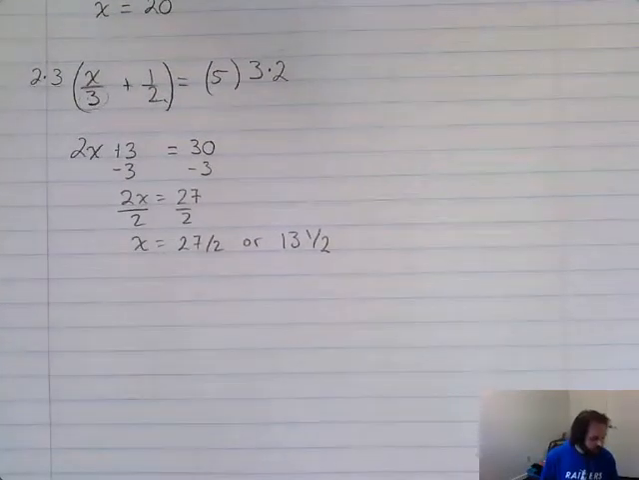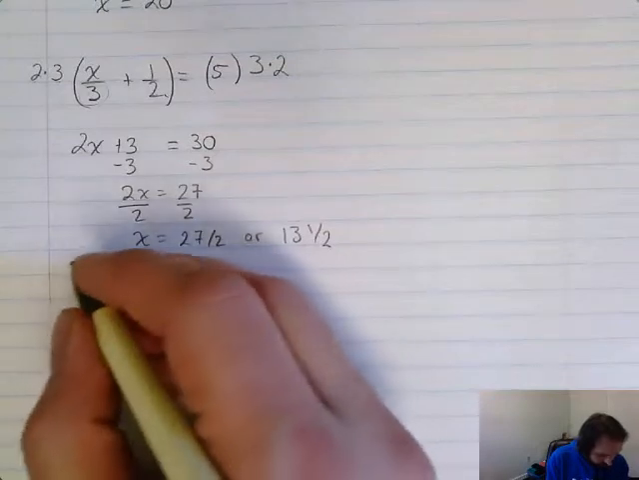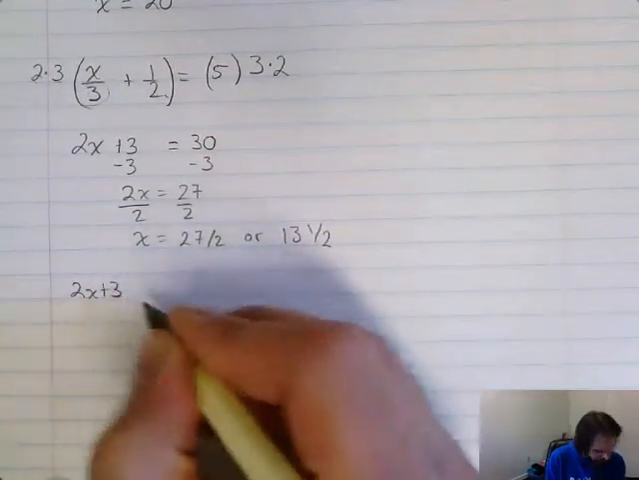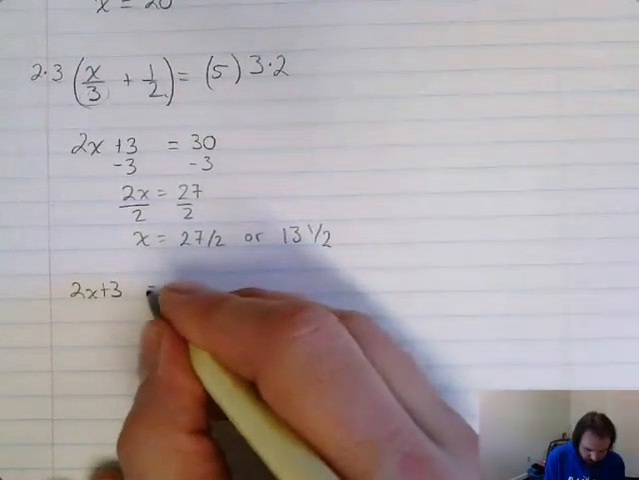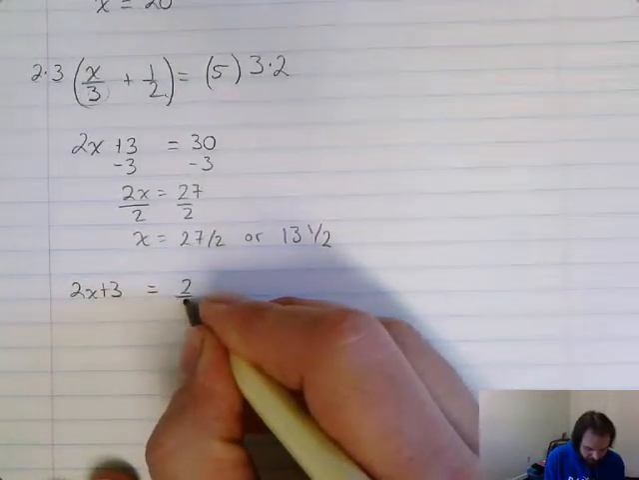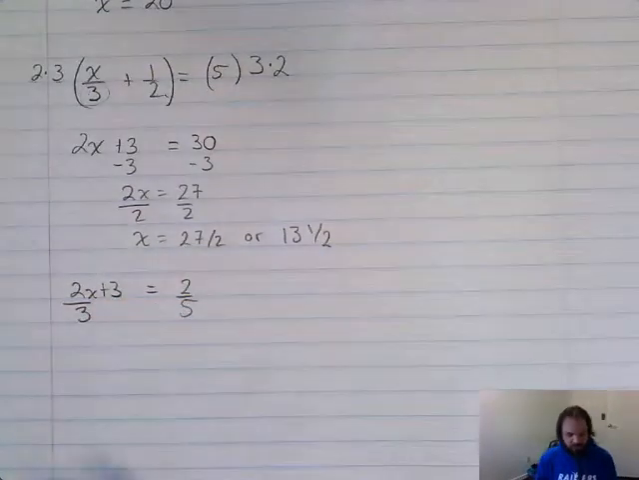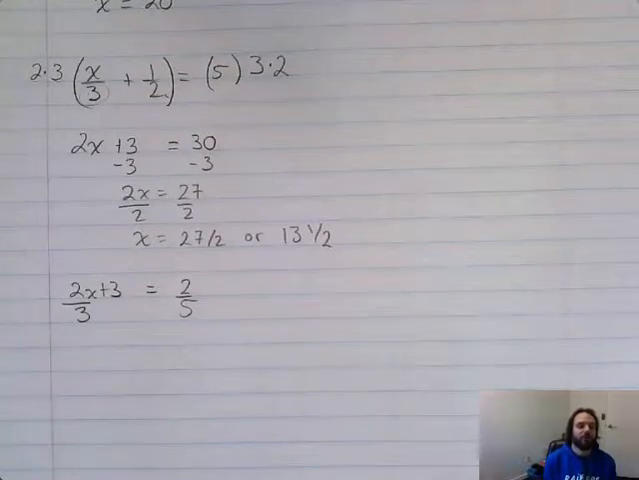All right, let's take a look at another example. Let's take a look at this one here. I have 2x over 3 plus 3 is equal to 2 over 5. So we're going to try that one. So it's 2x over 3 plus 3 is equal to 2 over 5.